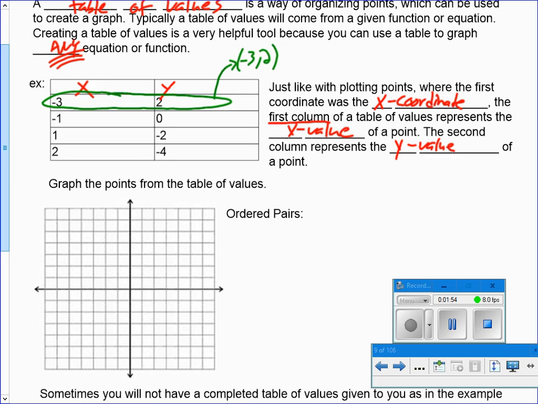Right down here, we're going to write all the different ordered pairs that come from this table. So my x-coordinate, -3 for the first point, and right next to that would be the y-coordinate 2 that goes with that. Same thing, my next point that comes from the table would be -1, 0, then 1, -2, and then 2, -4.